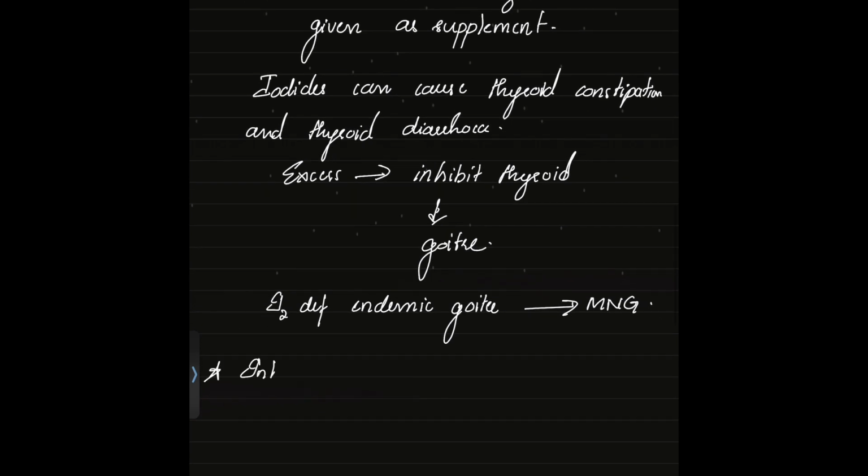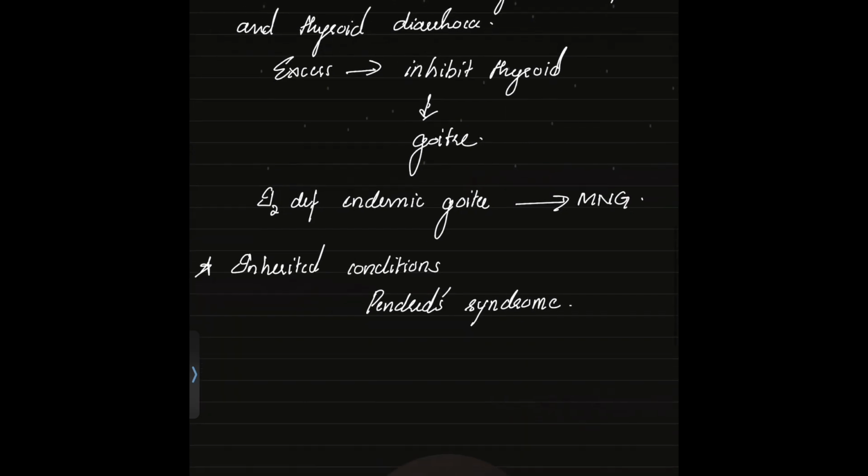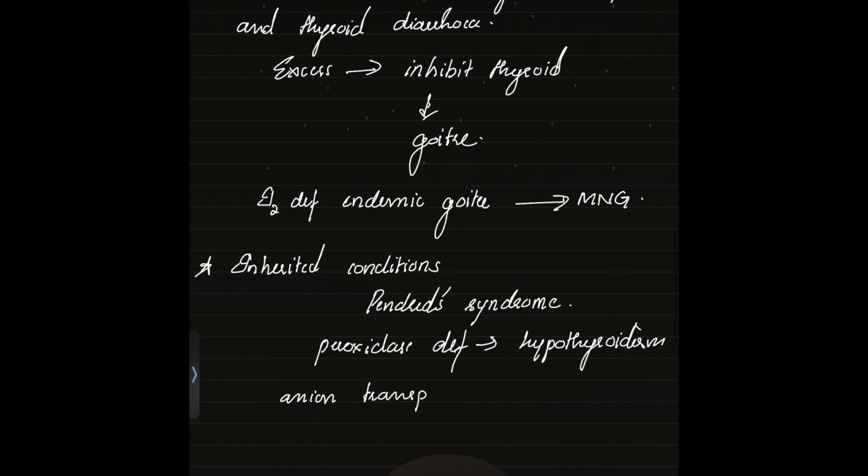The next is inherited conditions. In this we will be looking at Pendred's syndrome, right? Pendred's syndrome is an autosomal recessive inherited condition, and it is associated with peroxidase deficiency. So an enzyme is deficient, and the enzyme is peroxidase. Also there is a protein, pendrin, that is deficient.